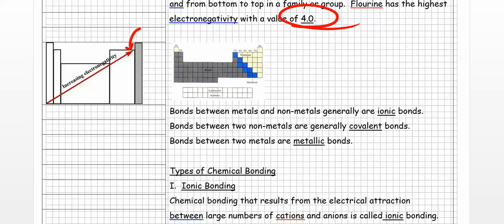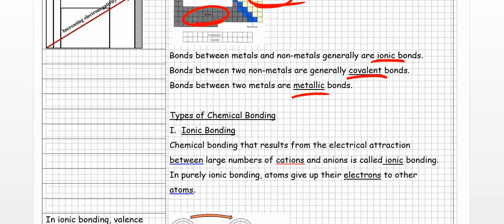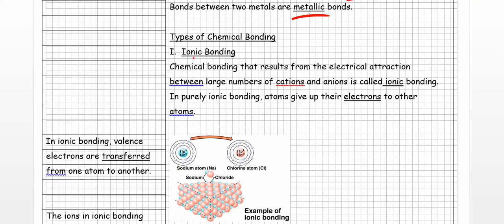So again, remember that if you've got something from over here and something from over here, that's a metal and a non-metal, they're going to form an ionic bond. But if I have two non-metals from the right-hand side of the zigzag line, that's going to form a covalent bond. If I have two or more elements from the left of the zigzag line, in the metal area, then I'm going to have what's called a metallic bond. So I've got ionic, covalent, and now metallic. We want to discuss these individually and talk a little bit about how they're formed. Let's start with ionic bonding.